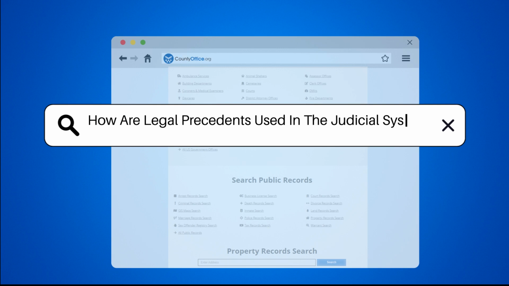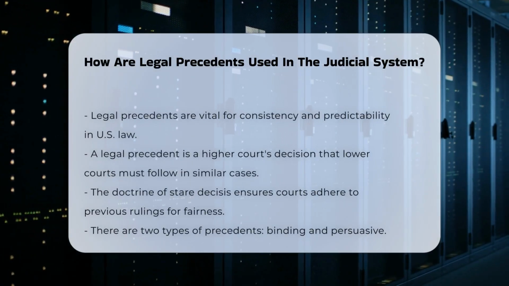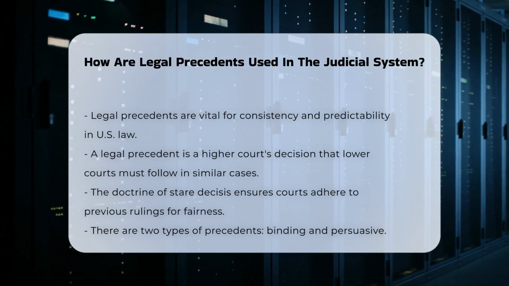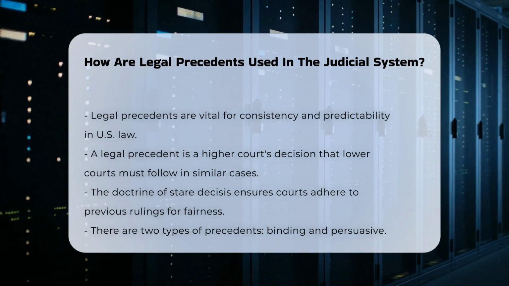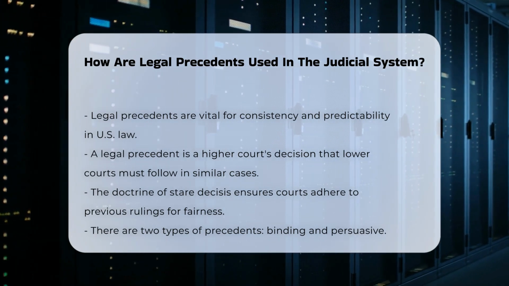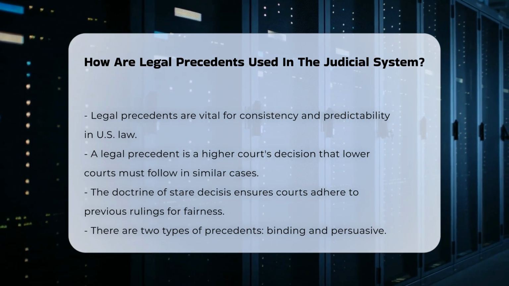How are legal precedents used in the judicial system? In the U.S. legal system, legal precedents play a crucial role in ensuring consistency and predictability in the application of the law. A legal precedent is a judicial decision of a higher court that serves as an authoritative rule to be followed in similar future cases by the same or lower courts.